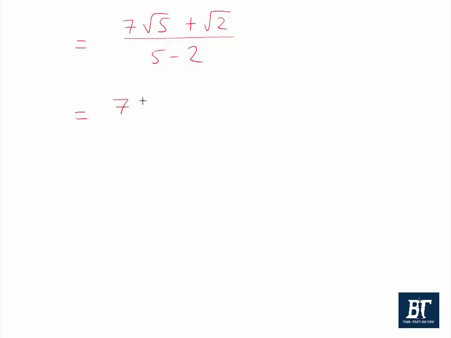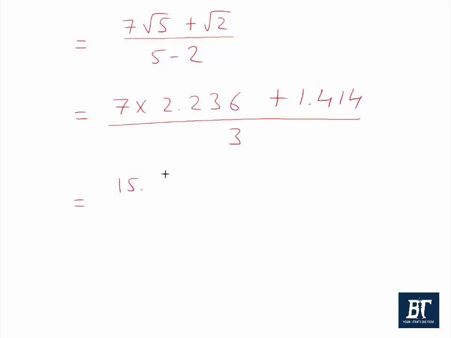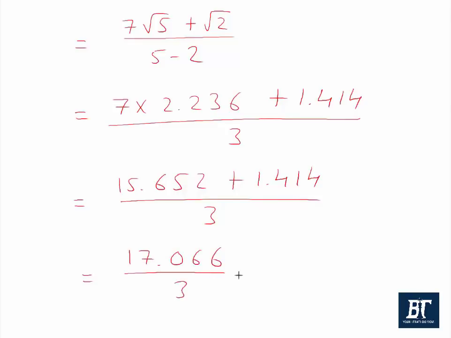So this equals 7 multiplied by (2.236 plus 1.414) whole divided by 5 minus 2 is 3. So you finally get (15.652 plus 1.414) divided by 3. So this equals 17.066 divided by 3. So we get 5.689. So with this, our first lecture ends.